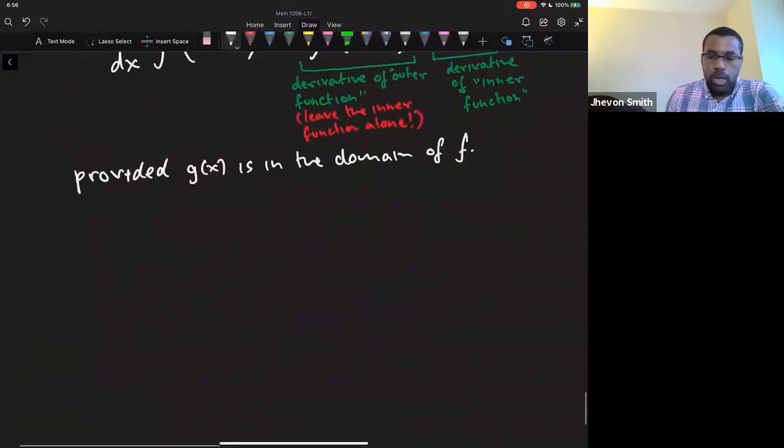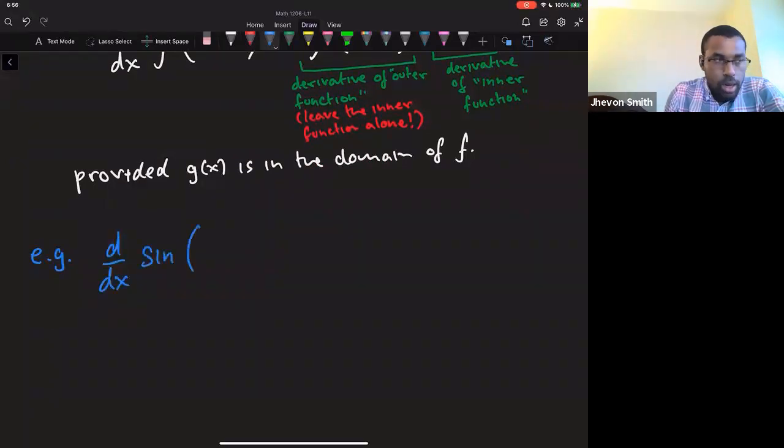Okay, so maybe I should give an example. What if I were to ask you, find the derivative of the sine of, say, x squared minus the square root of x? Right, so that is a problem. So now this is a composite function, you'll realize.